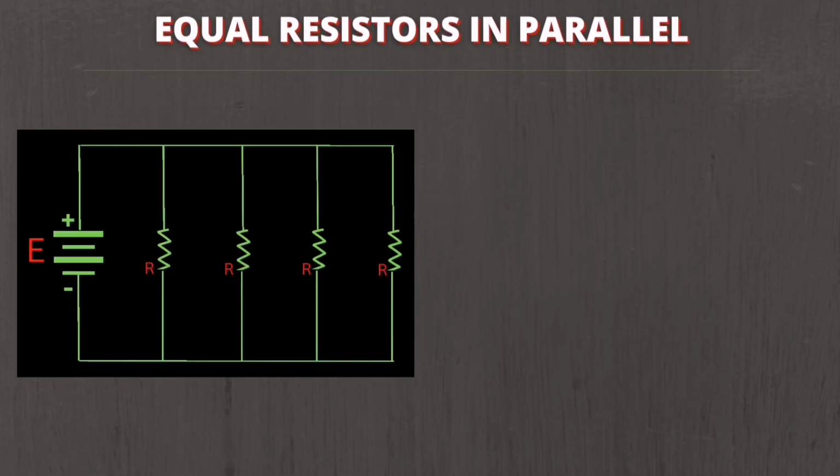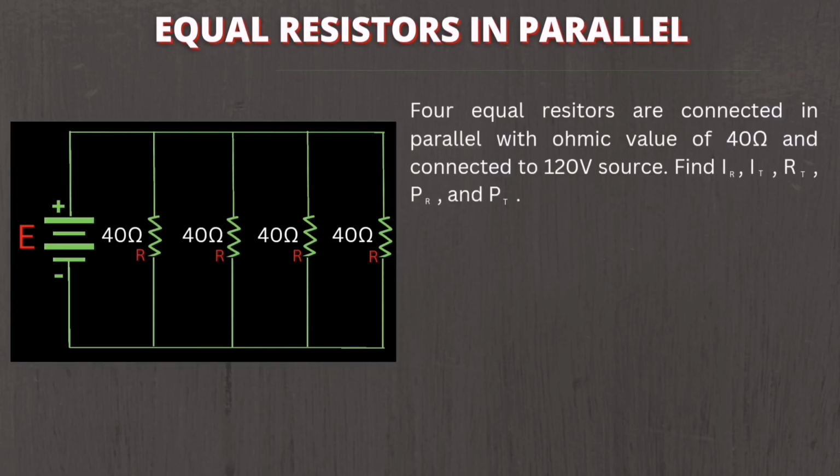So we go now to the example. 4 equal resistors are connected in parallel with an ohmic value of 40 ohms and connected to a 120 volt source. Find I of R, I of t, R of t, P of R, and P of t. So for I of R, we are going to divide the voltage source by one of the resistors. Okay, the solution for number 1, I of R, is equal to 120 volts divided by 40 ohms. So the answer guys is I of R is equal to 3 amperes. So the current flowing in each resistor will be 3 amperes.